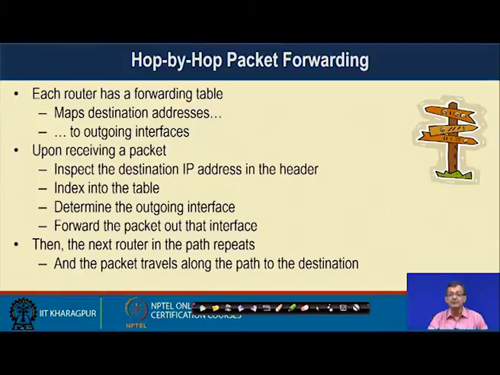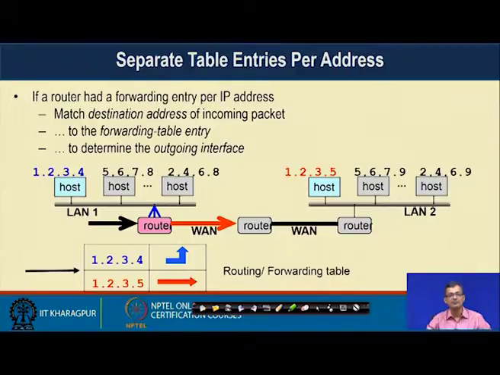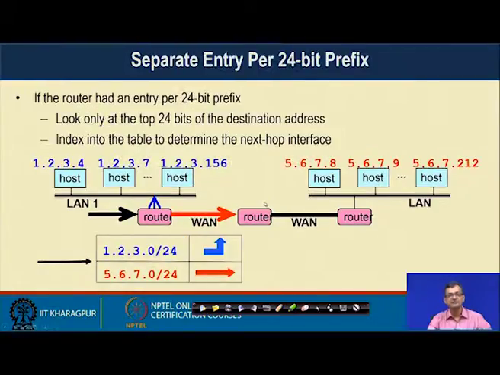The next router in the path repeats the same thing, so it goes on hopping like that. If the router forwards as per IP, it matches the destination of incoming packets against the forwarding table entry to determine the outgoing interface. So it goes on forwarding, table after table.